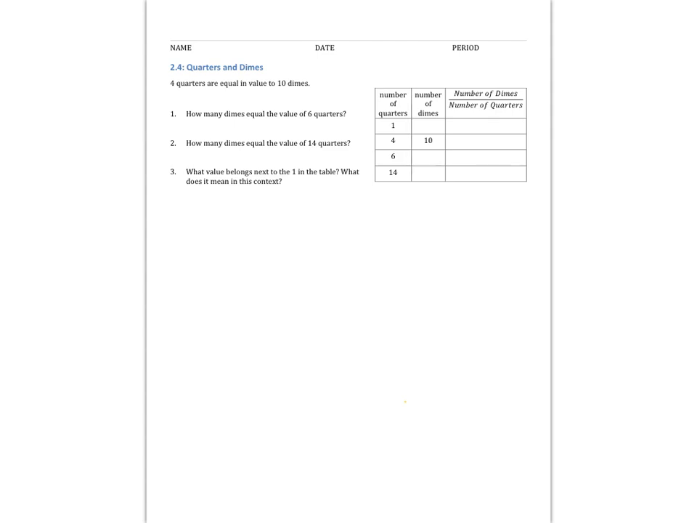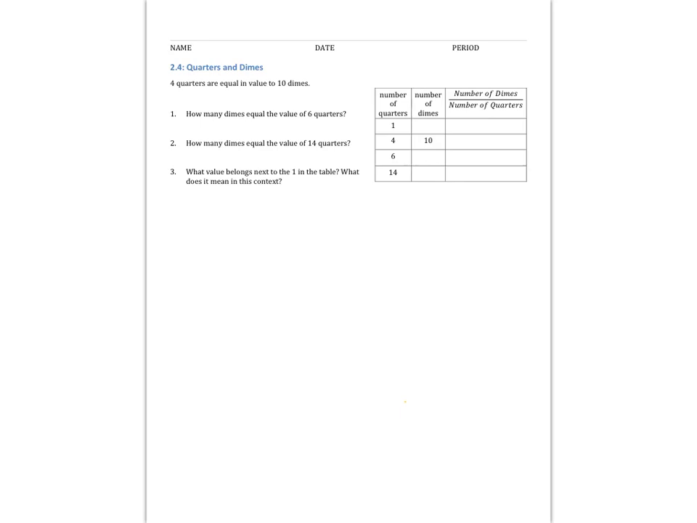Okay, welcome to the fourth activity for Unit 2, Lesson 2, which is talking about quarters and dimes. In this activity, it gives you the information that 4 quarters are equal in value to 10 dimes. It asks you to determine how many dimes are equal to the value of 6 quarters, how many dimes are equal to the value of 14 quarters, and what value belongs next to the 1 in the table, and what it means in this context.